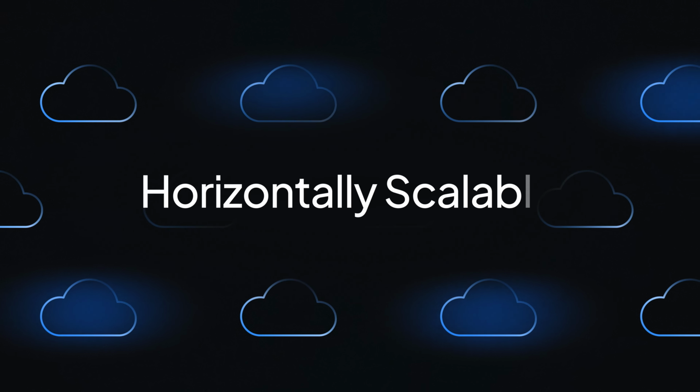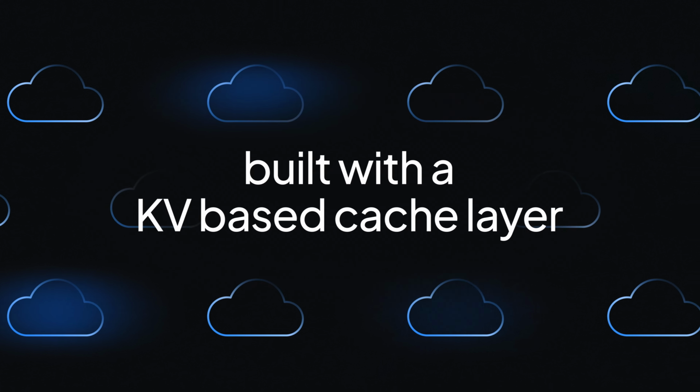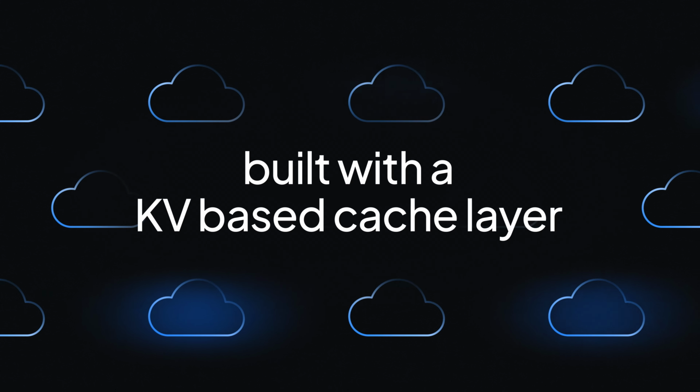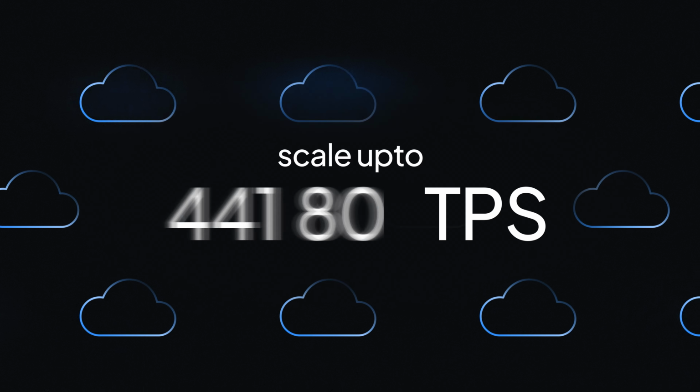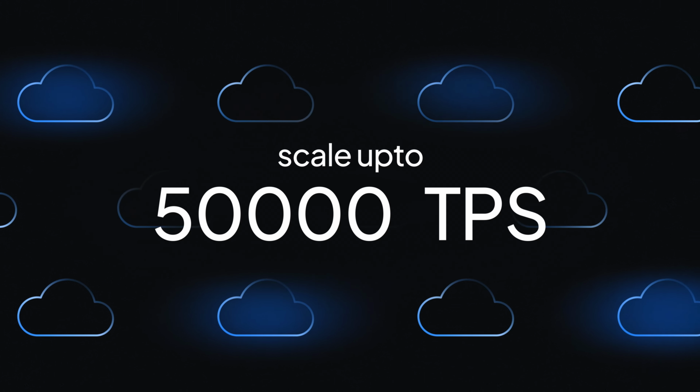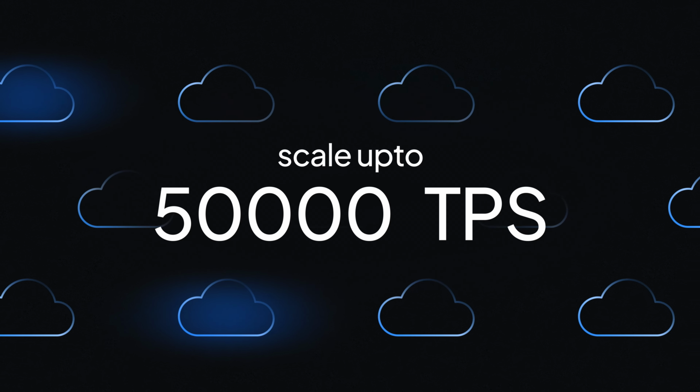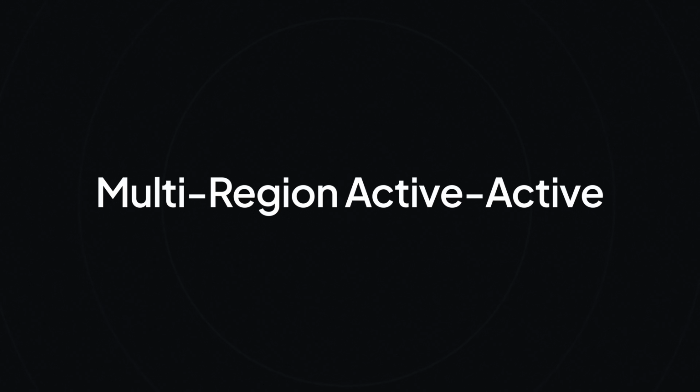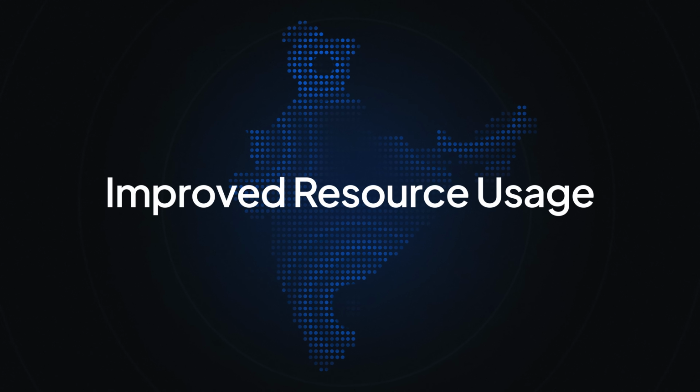The horizontally scalable architecture, built with a KV-based cache layer, allows Juspay's issuer switch to scale up to 50,000 transactions per second at the lowest cost possible. Our switch is also multi-region active-active, essentially eliminating any single point of failure while also ensuring efficient resource usage.